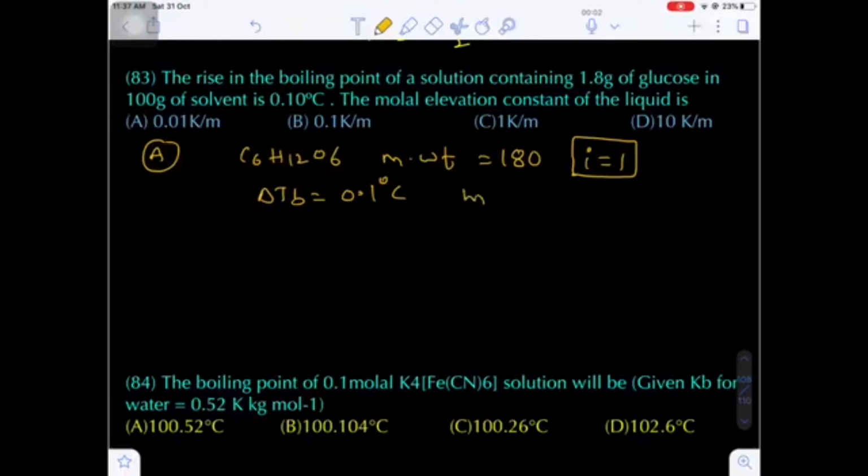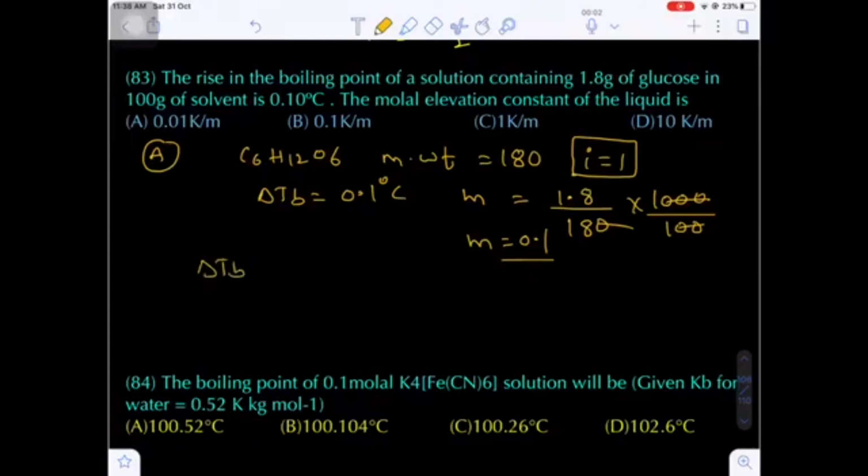And what will be the molality? Molality is equal to number of moles of solute by weight of solvent in kilogram. Number of moles is given mass upon molar mass. Molar mass is 180, into 1000, whole divided by the weight of solvent here, 100 grams. Are you getting my point? Here 3 zeros get cancelled. 1.8 by 18 will be equal to 0.1 moles per kilogram.